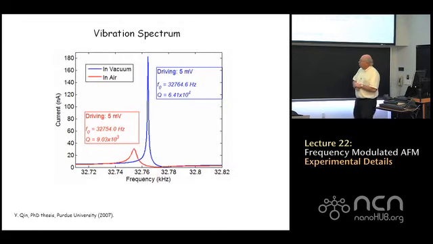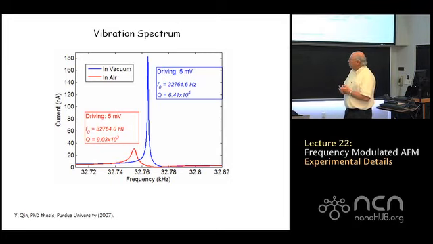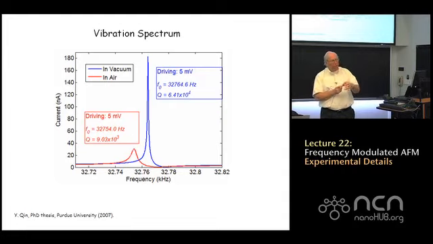So what does the vibration spectrum look like? These are some of the data that one of my students, Chin, took while he was here at Purdue. The tuning forks, when you buy them, are encased in this little canister. And this canister usually is evacuated, so there's no air inside. The reason they want no air inside is because they don't want any damping of the tuning fork by viscous damping due to the air.